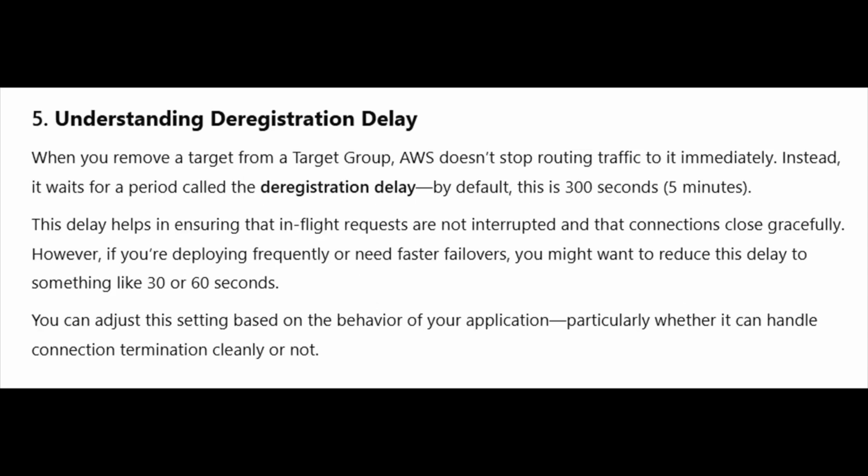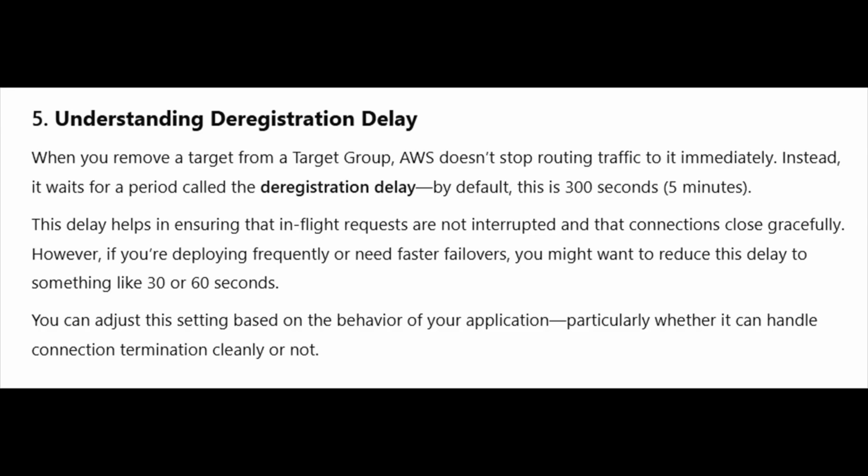5. Understanding deregistration delay. When you remove a target from a target group, AWS doesn't stop routing traffic to it immediately. Instead, it waits for a period called the deregistration delay. By default, this is 300 seconds, 5 minutes.